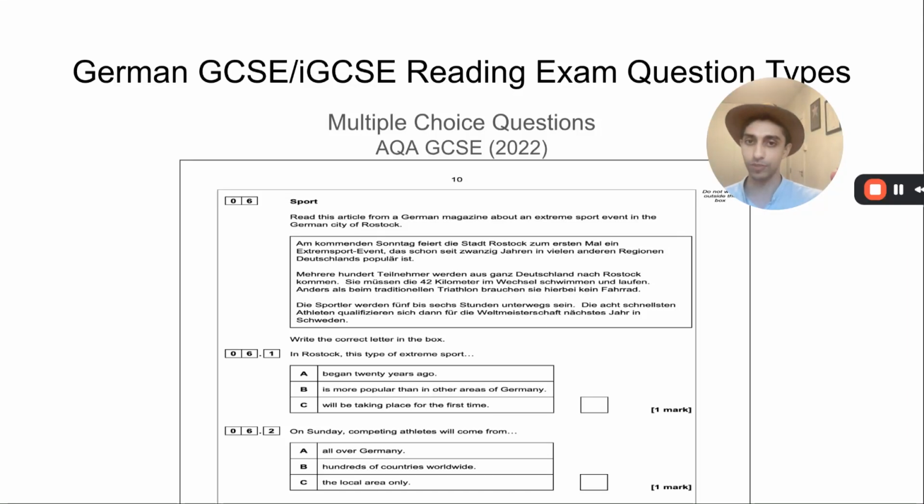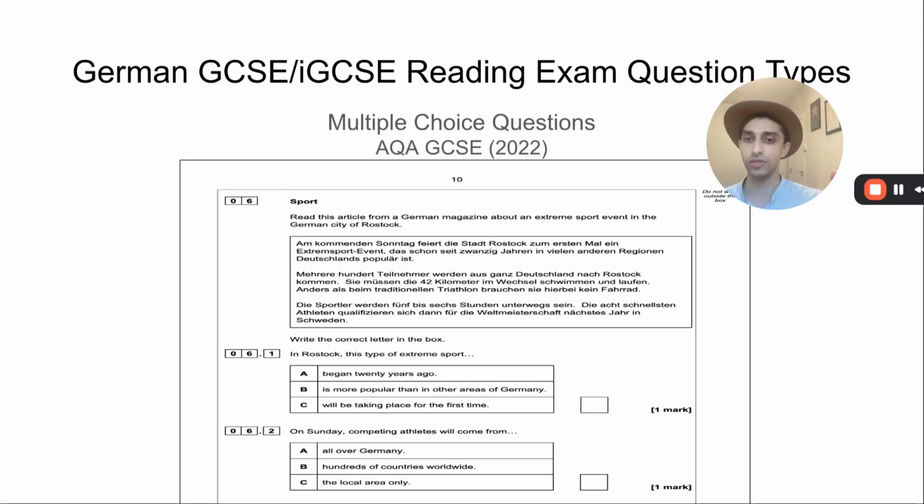For multiple choice questions, of course, they're multiple choice because you're given a choice of answers to choose from. Often, like it is here, that will be exactly three answers, but the number of options can vary, and can be more or less than three. So as it says here, you've got to write the correct letter in the box. And of course, you can use the fact that you've got limited options to choose from to really help you.